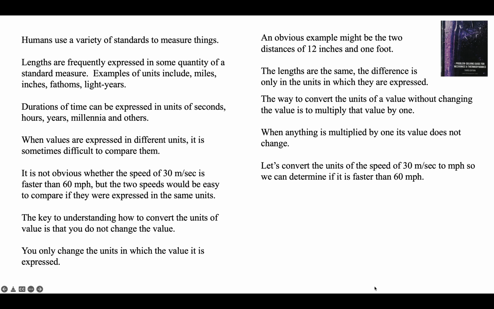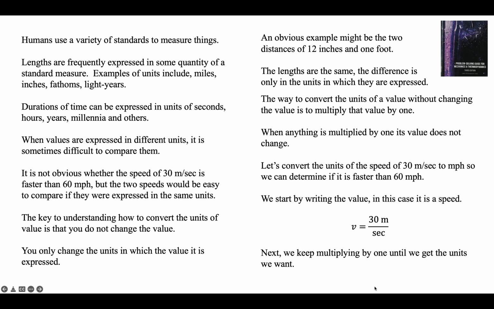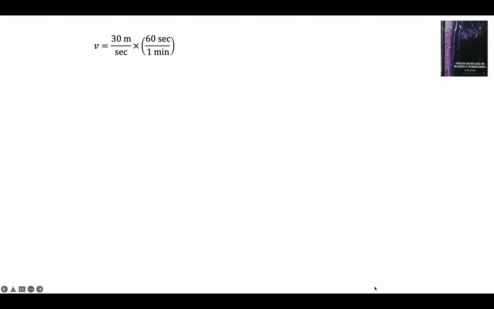So let's convert the units of the speed of 30 meters per second to miles per hour. Then we can determine whether 30 meters per second is faster than 60 miles per hour. We start by writing the value. It's a speed, v equals 30 meters per second, and we're just going to keep multiplying by 1 until we get the units miles per hour. There's a good start. In parentheses here, this fraction is equal to 1 because the numerator is equal to the denominator. We could write it either way.